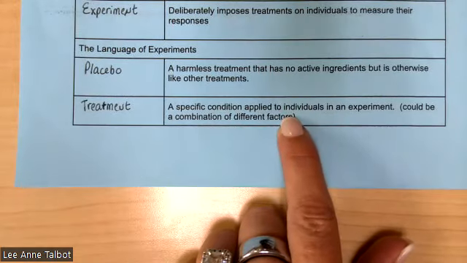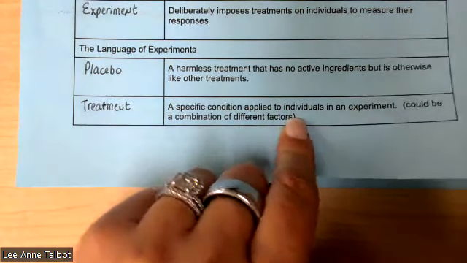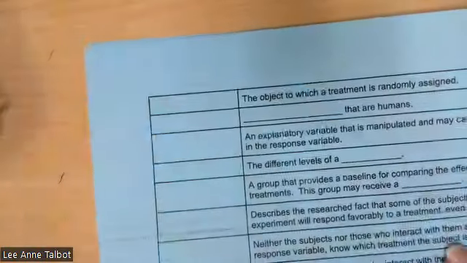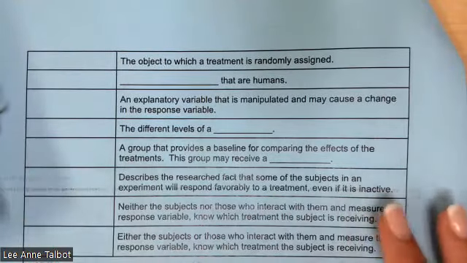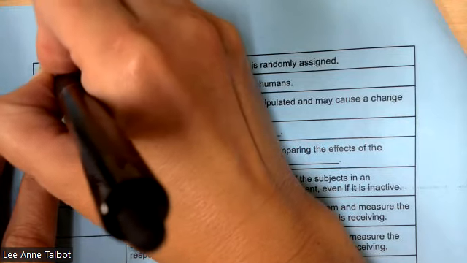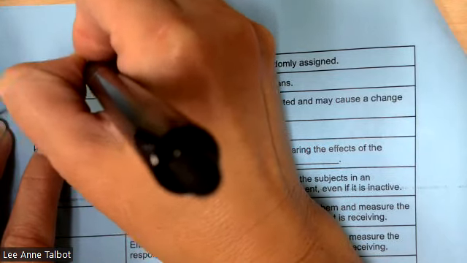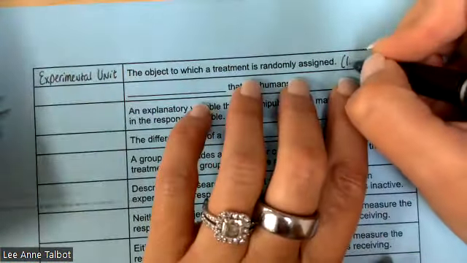Did you guys know that experiments impose treatments on subjects? Did you know that vocab word? Treatment? No? It might be a new one. Okay. The object to which a treatment is randomly assigned, that's called an experimental unit. It could also be called an individual.